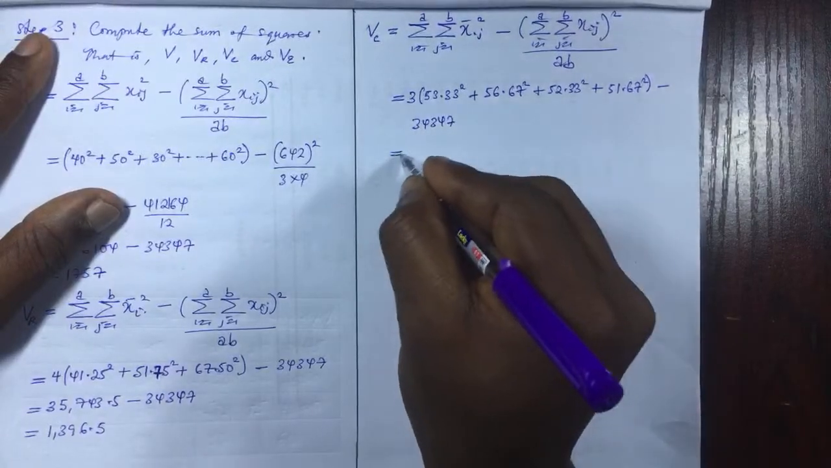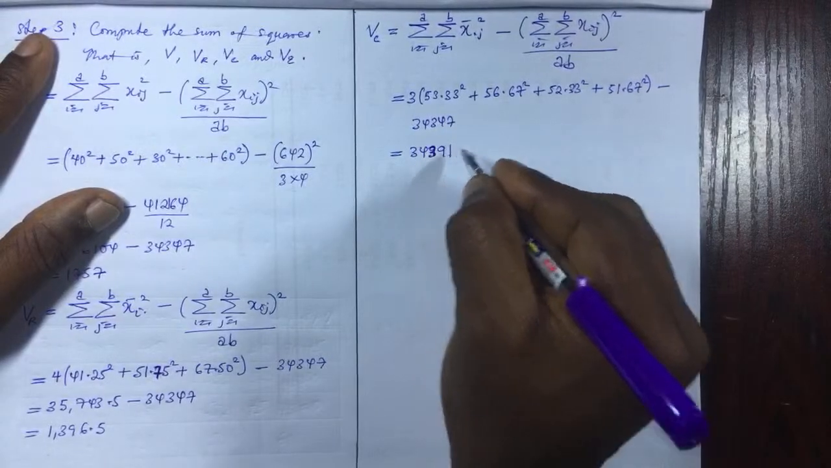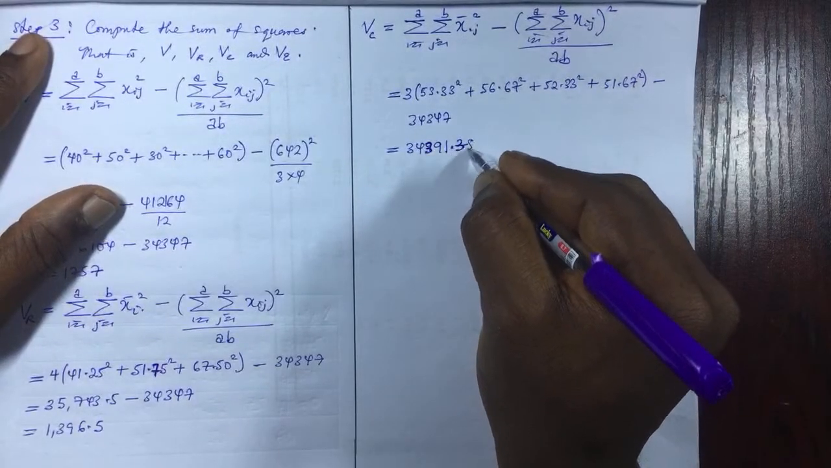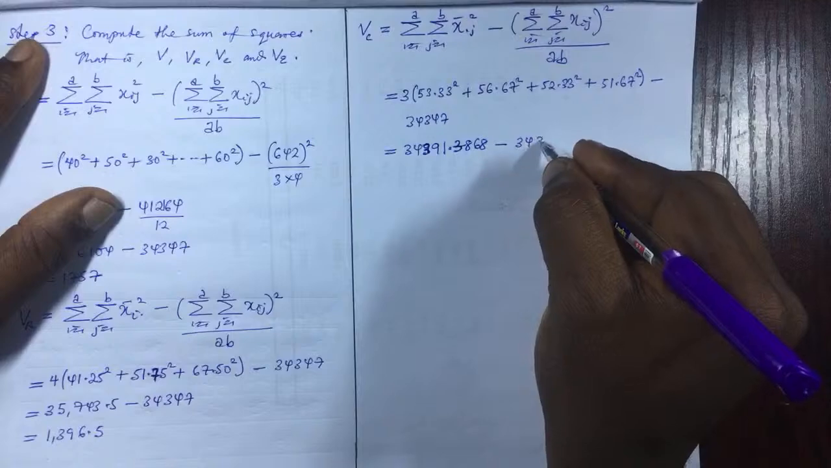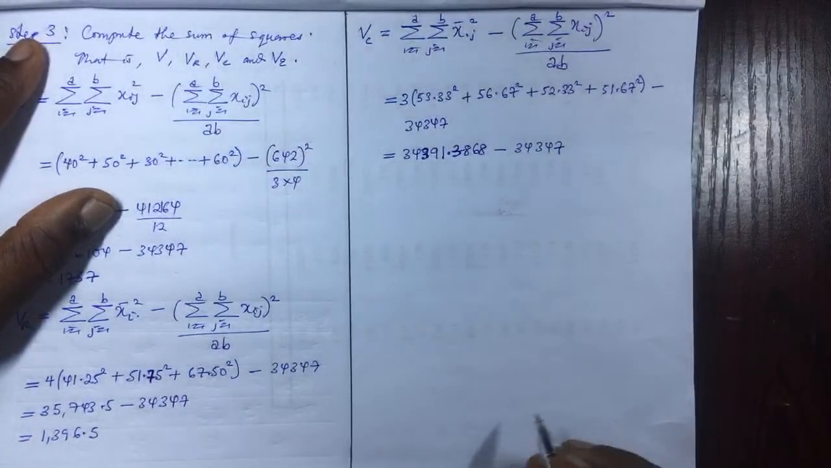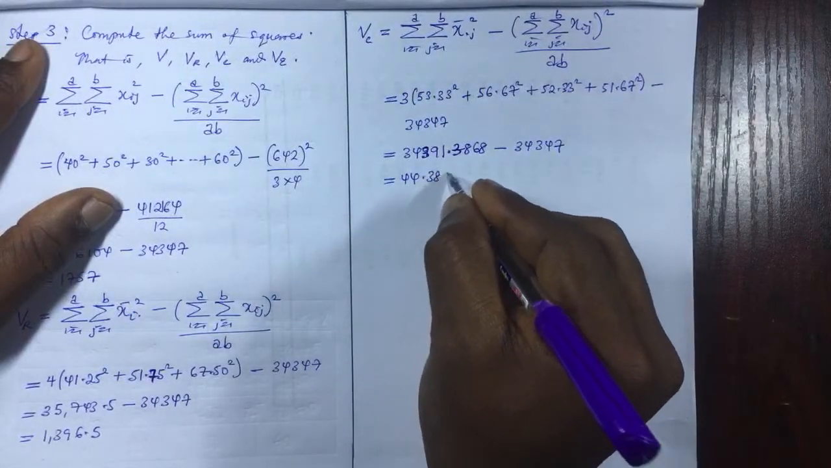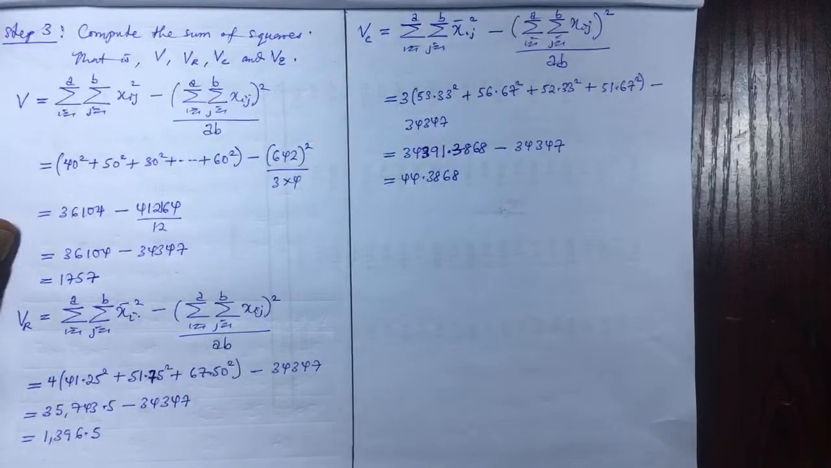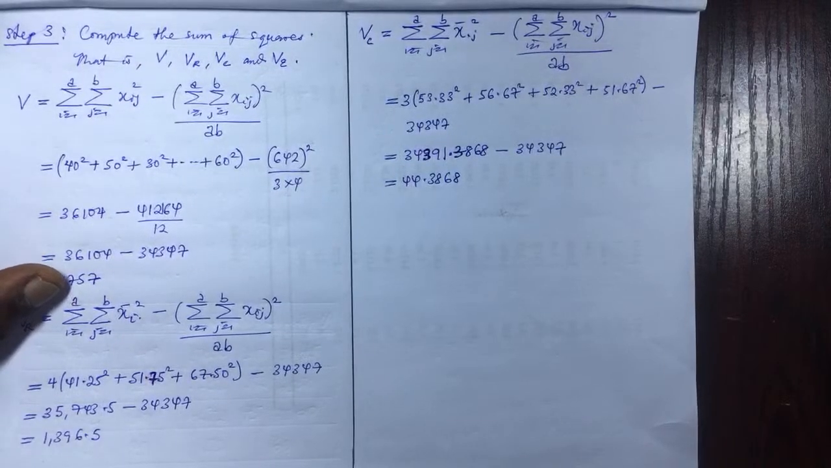34347, and that will give me 391.0.3868. So that was what I got, and I'm going to subtract 34347 from that value. Now, once you do that subtraction, you end up having 44.3868. Now, how well you approximate depends on you. Whichever way, your answers will not diverge too much from what others are having. So depending on the approximations you do, your answers may slightly vary.